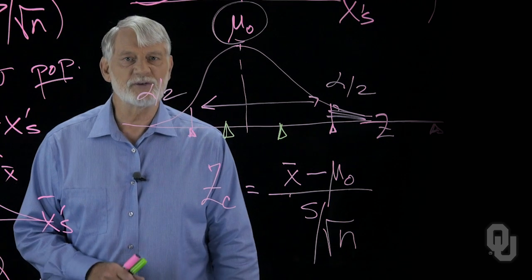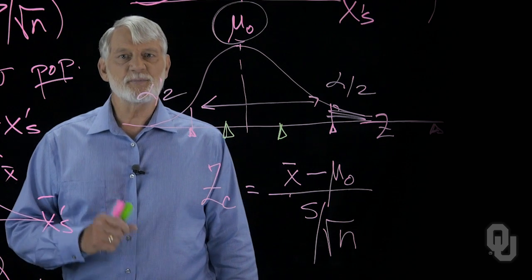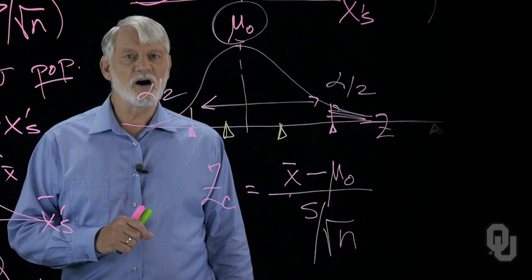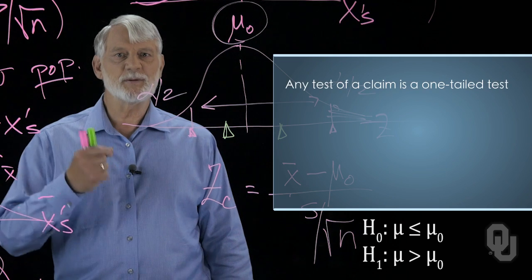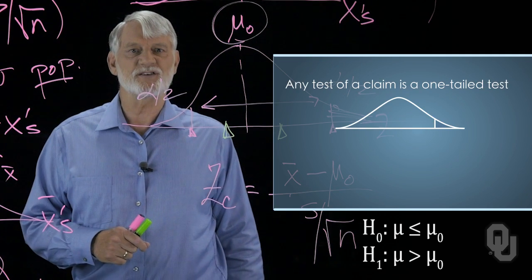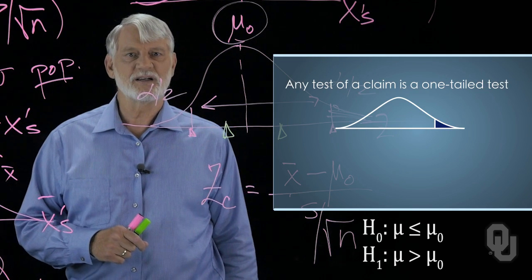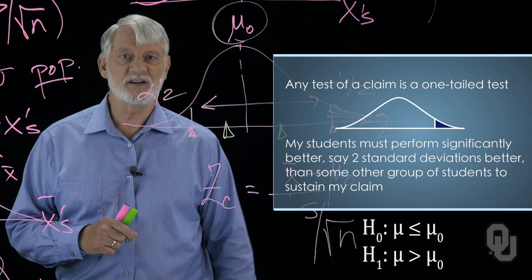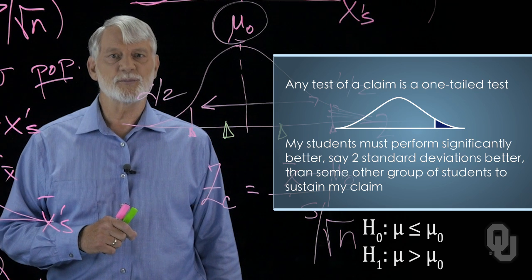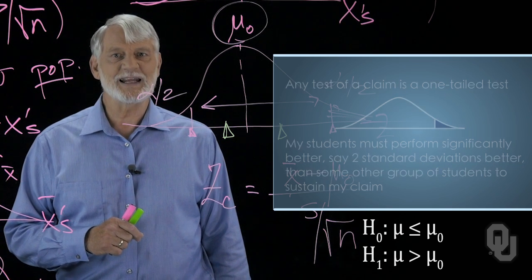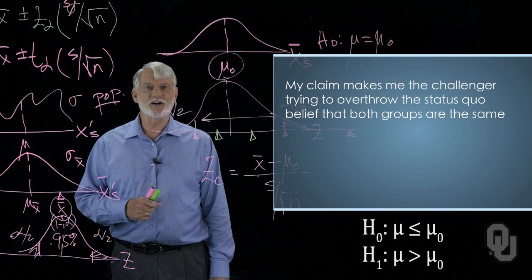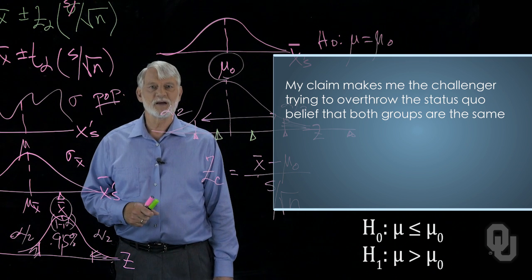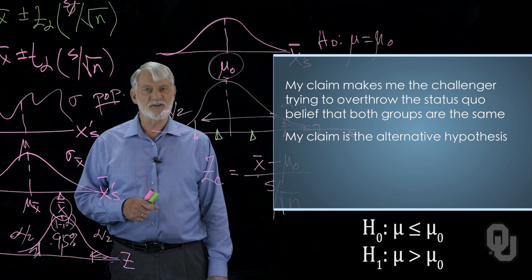Not all cases have risk on both the upside and the downside. Claims that are made are all of this type. I claim that my students are better than some other professors. This is a one-tailed test. My students must perform significantly better, say 2 standard deviations better, than some other group of students to sustain my claim. My claim makes me the challenger, trying to overthrow the status quo belief that both groups are the same. My claim is the alternative hypothesis.